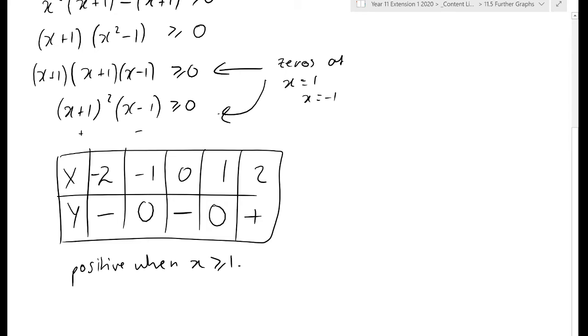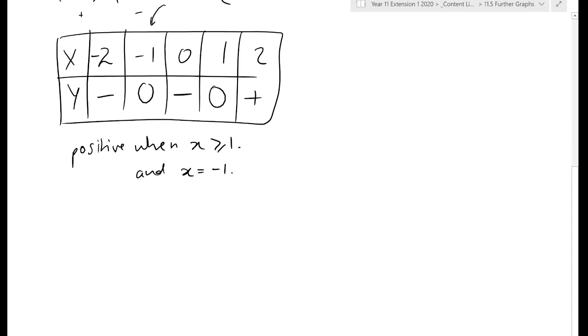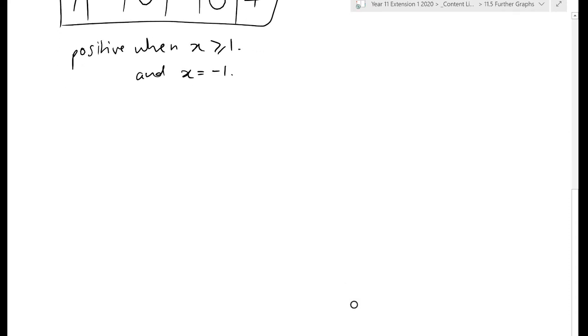But where is it also equal to 0? Well, it's also equal to 0 there at negative 1, okay? So it's positive at x is greater than or equal to 1, or when x is equal to negative 1, okay? So again, we can confirm this by sketching up a graph, okay?